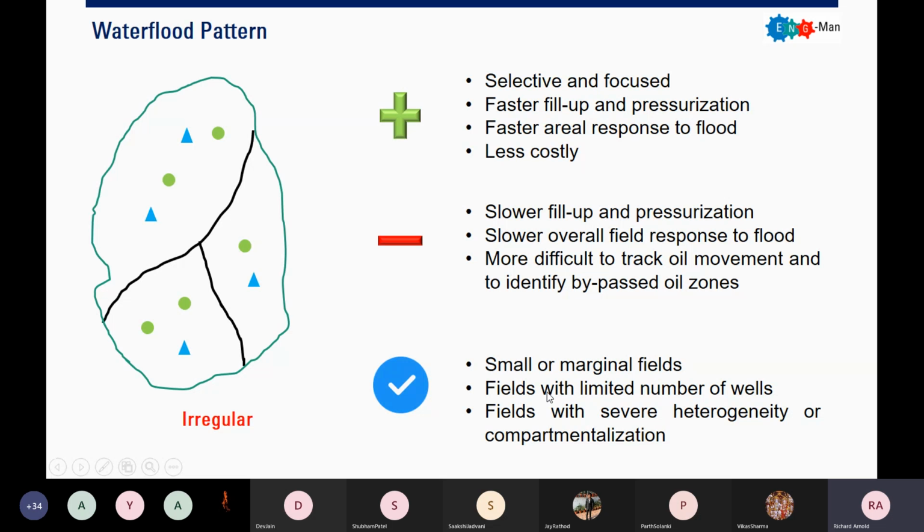And of course, if you have limited number of wells, and if you have severe heterogeneity, compartmentalization, a lot of faults here and there, fractures, in that way you cannot do pattern water flood. It will be very challenging, but it is better if you set your water flood to be at this irregular pattern. All right, so far so good.